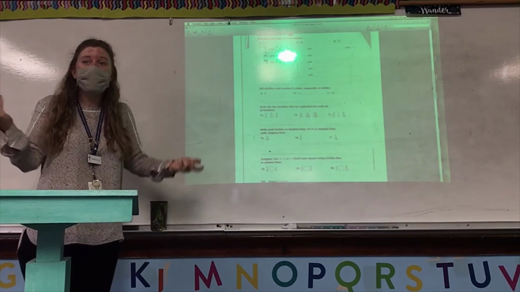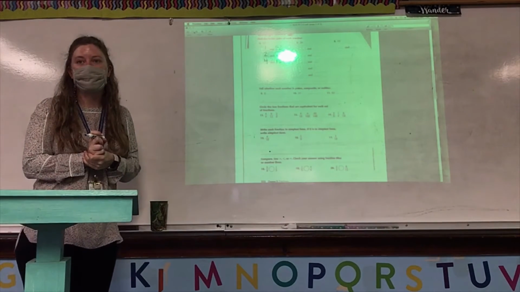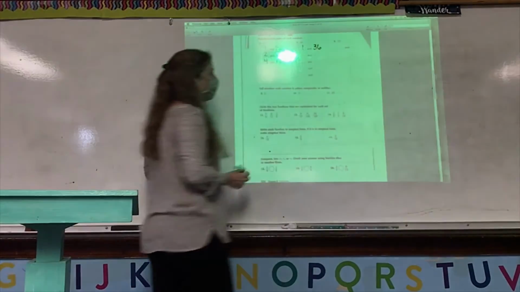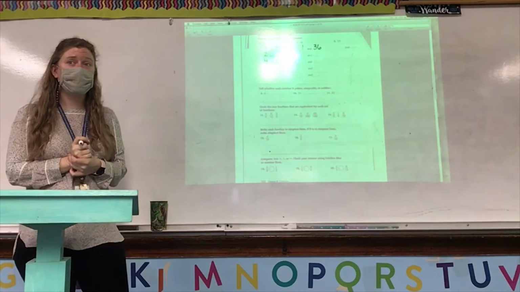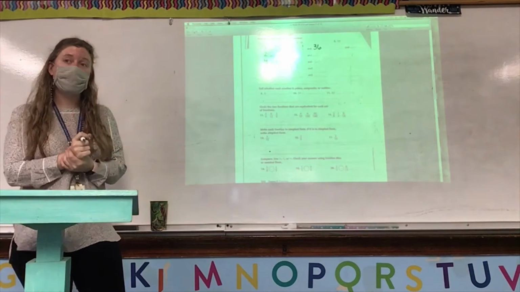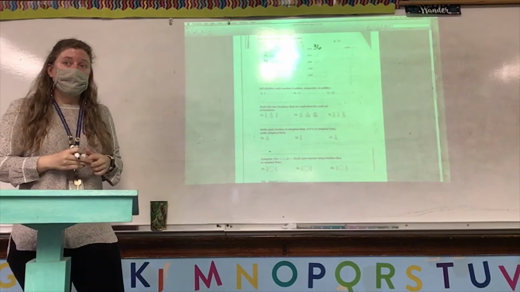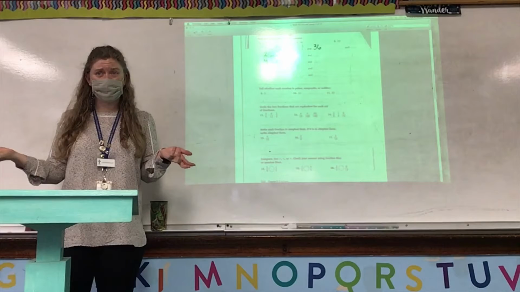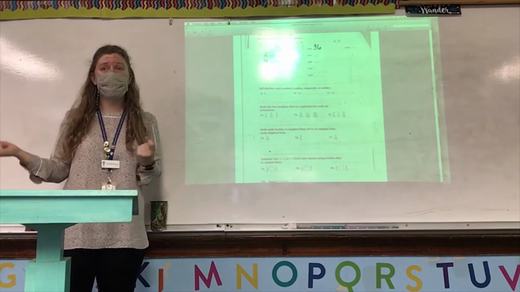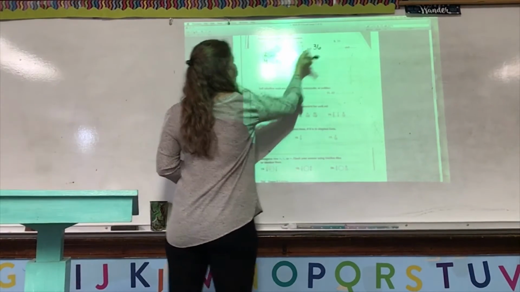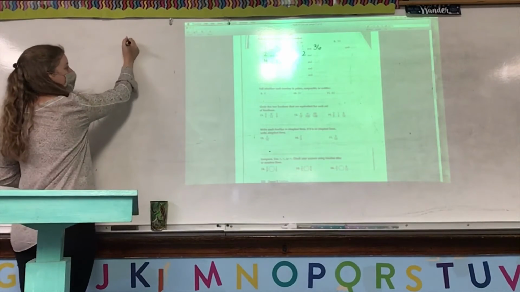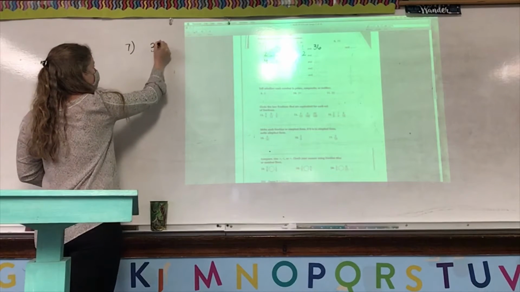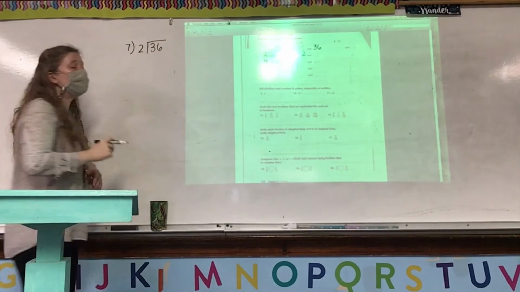We have 36. What is the first factor pair? 1 and 36. Now let's try 2. Is 2 going to be a factor of 36? Yes. How do we know? Because 36 is even. But is there a basic fact with 2 that equals 36? No. So how do we find the other half of the factor pair? By dividing. On your separate sheet of paper, you should have 36 divided by 2.